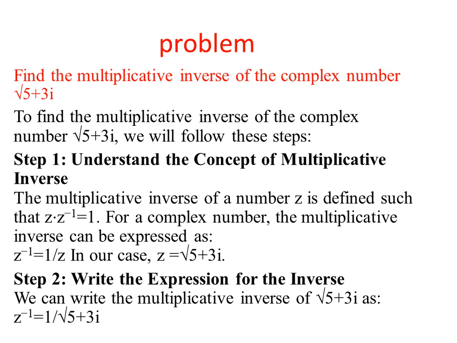In step 2, we write the expression for the inverse. We write the expression for the multiplicative inverse of root 5 plus 3i as z to the power of minus 1 is equal to 1 by root 5 plus 3i.